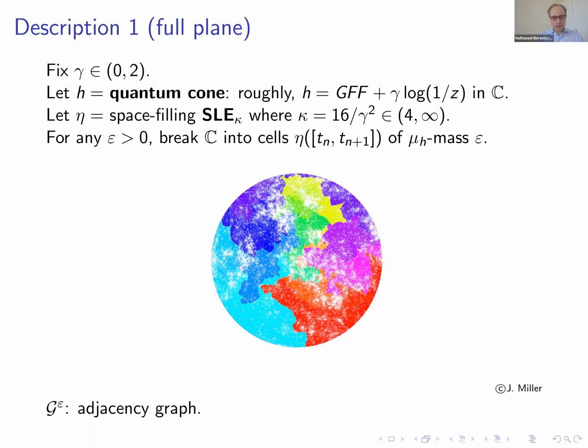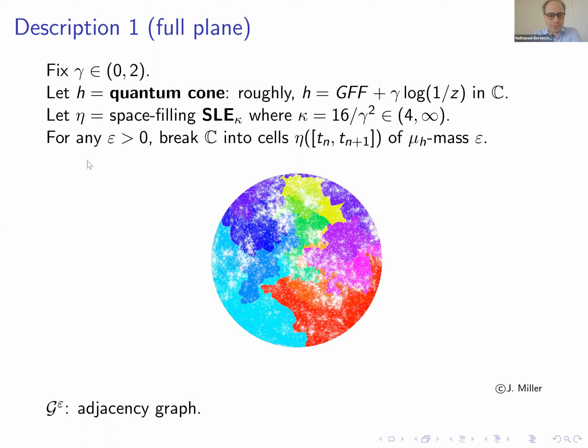Yes, so indeed, the quantum cone should be just a Gaussian free field in the full plane plus gamma times a logarithmic singularity at the origin. So there's a modulus missing from the log. Okay, so we've got these two ingredients, the quantum cone and the space-filling SLE curve from infinity to infinity, which is what you would do in the full plane.